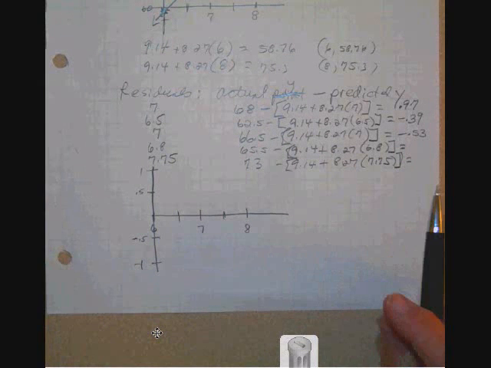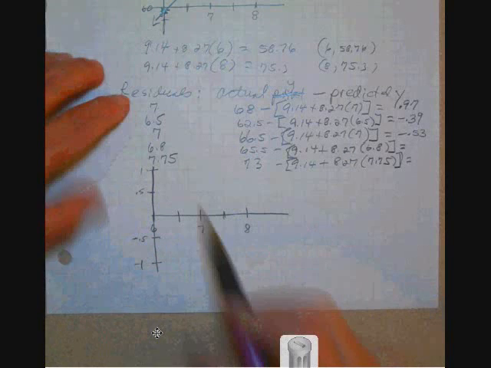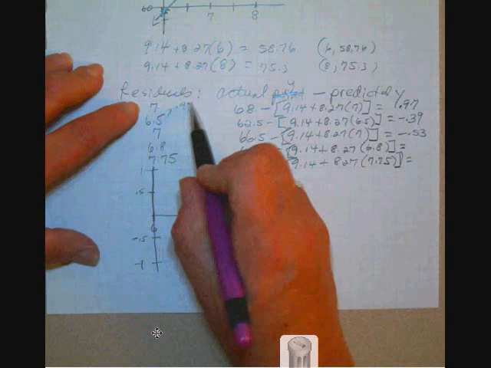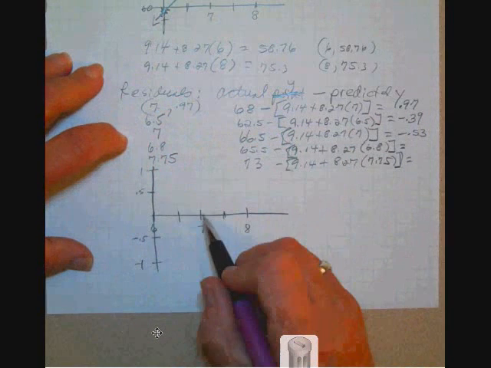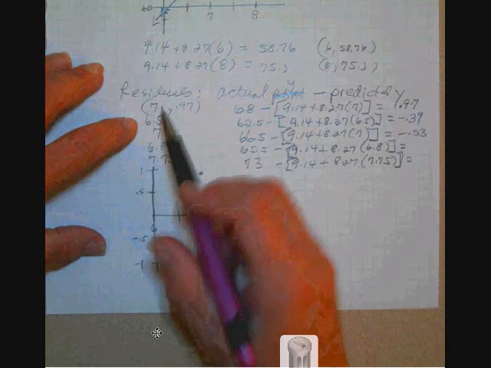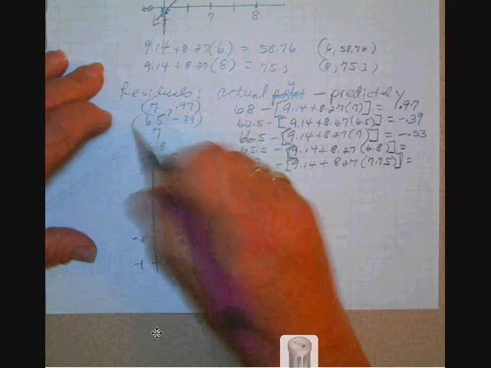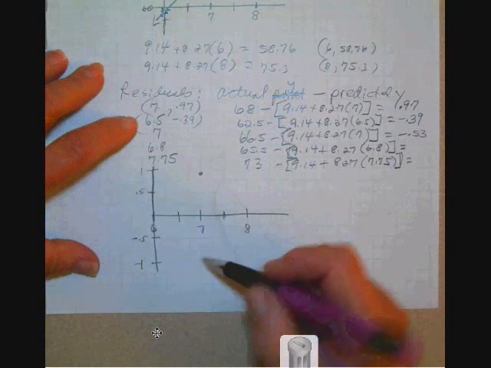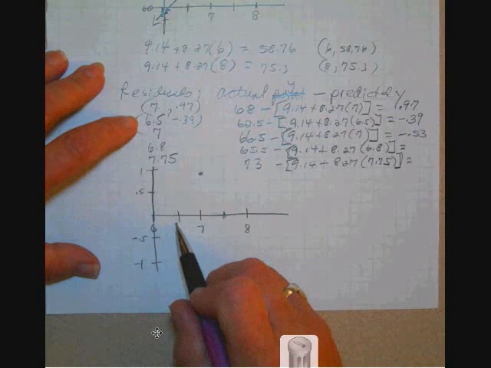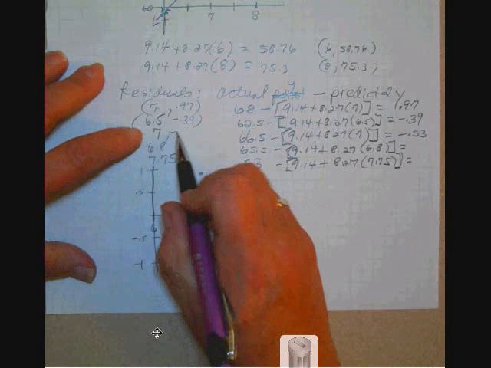So I'm going to start graphing these. I'm going to take the 7 and the 0.97, over 7, up 0.97. And the 6.5 with the negative 0.39. These are my residuals. 6.5 and negative 0.39. 7, negative 0.53.